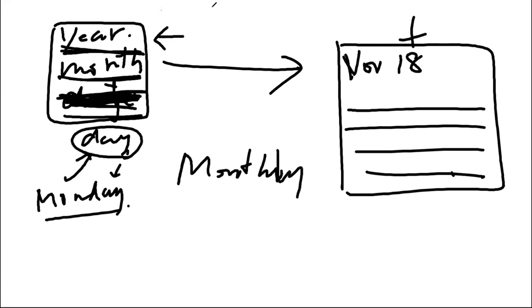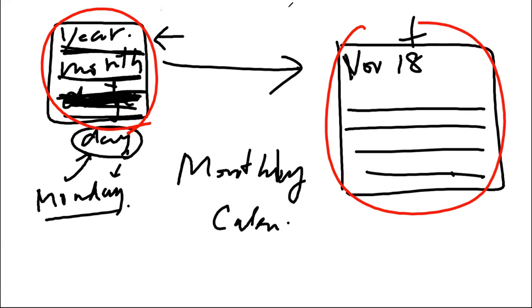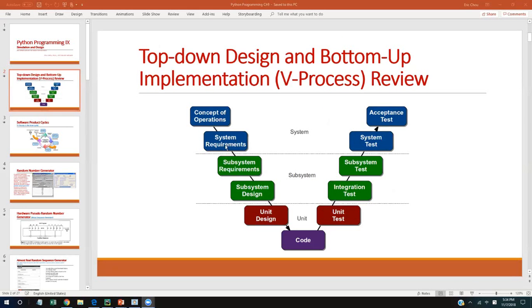So that's focus on the project for monthly calendar. Is that okay? This one, I need to get from the user and print to the user. So that's my system requirement, right? Is that okay? Yeah. So that's the first stage I just talked about. That's this one concept of operation. And I need to do this, right?